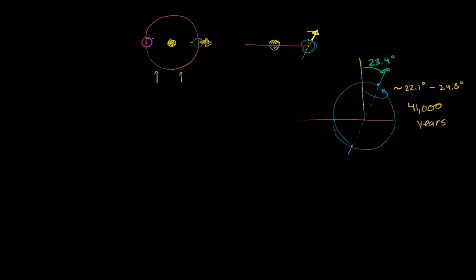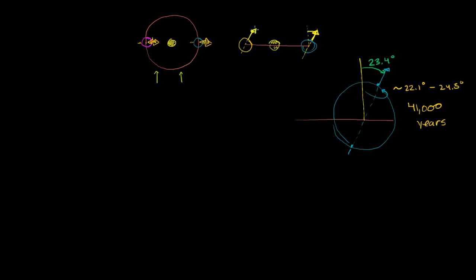So 6 months later, when the Earth is over here, relative to the rest of the universe, it will be tilted in that same direction, up, out of this page and to the right, again, just like it was over here. But now that it's on the other side of the sun, that makes it tilt a little bit more towards the sun. If I were to draw it right over here, it is now tilted towards the sun.